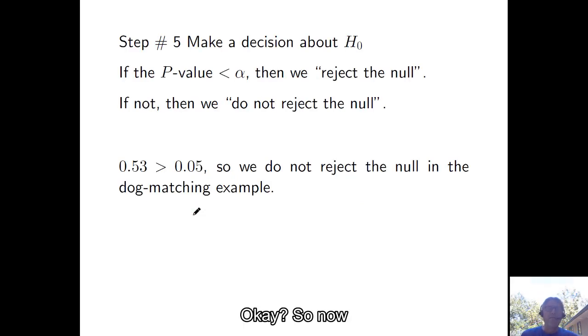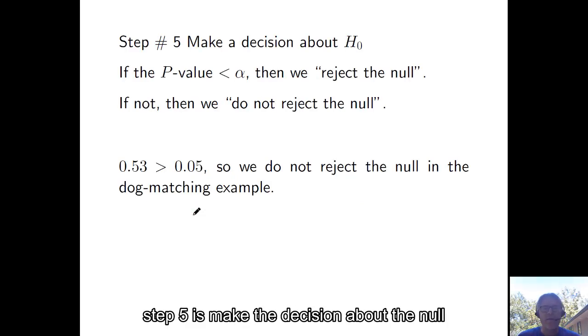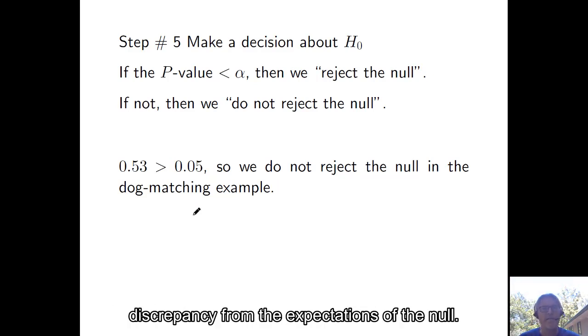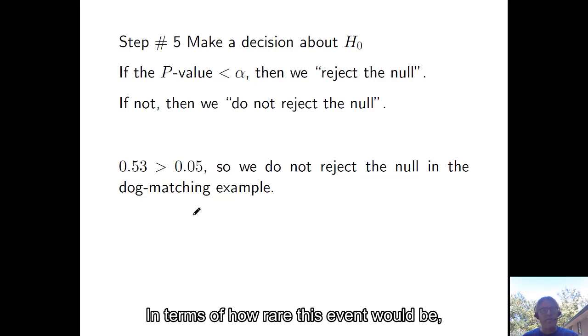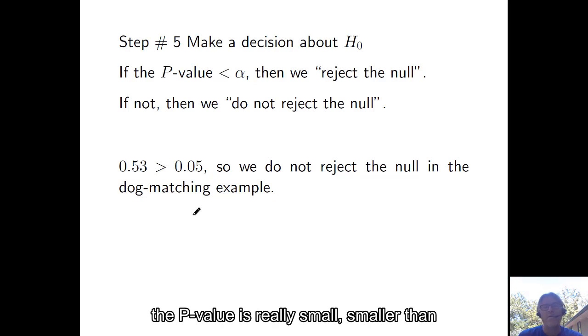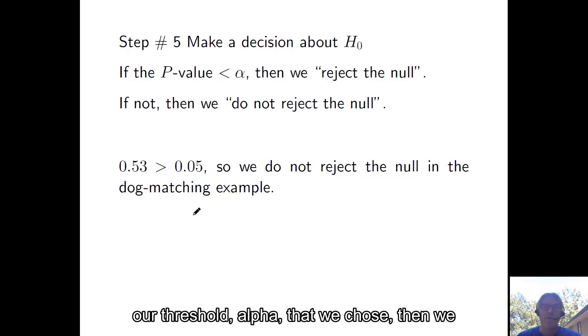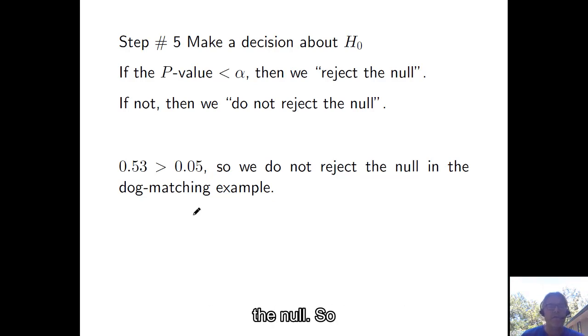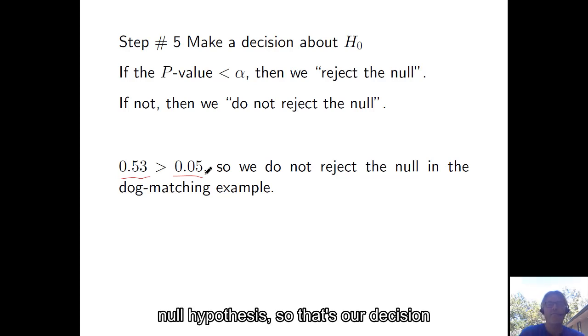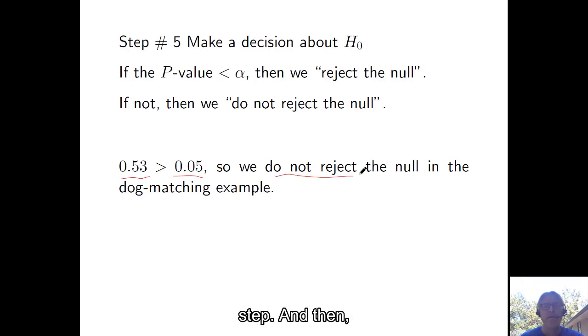Okay, so now step 4 is make the decision about the null hypothesis. Remember, the p-value measures a discrepancy from the expectations of the null in terms of how rare this event would be, seeing something this weird if the null were true. If the p-value is really small, smaller than our threshold alpha that we chose, then we reject the null. If not, we do not reject the null. So 0.53 is much larger than 0.05, so we do not reject the null hypothesis. So that's our decision step.